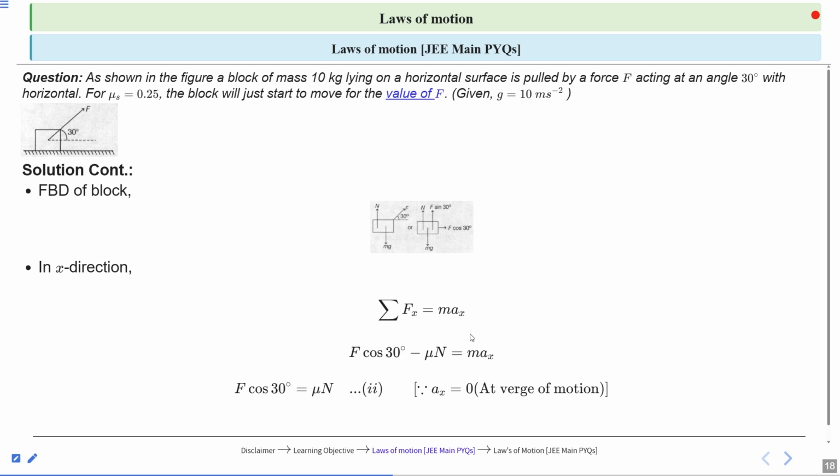There is an important concept here: the adverse of the motion, that is, the block just starts to move. In that case a x is equal to 0, and the equation becomes F cos 30 degree is equal to mu N. So at the start of motion, the limiting friction will work. This is equation second. Now here we have two equations.